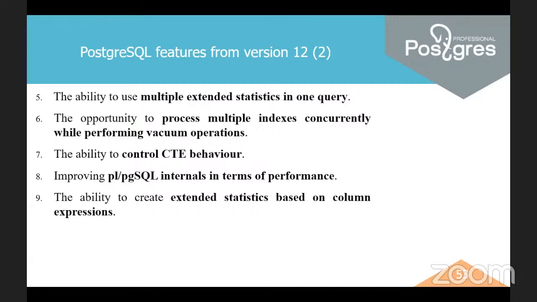Also, Postgres can process multiple indexes concurrently while performing a vacuum operation. We have the ability to control common table expression behavior, like the materialize hint in Oracle, of course. PL/SQL internals have been improved in terms of performance. Now it's not required for each and every statement, even if it doesn't relate to the SQL itself, to be parsed, analyzed, planned, and so on. So there are fewer context switches.